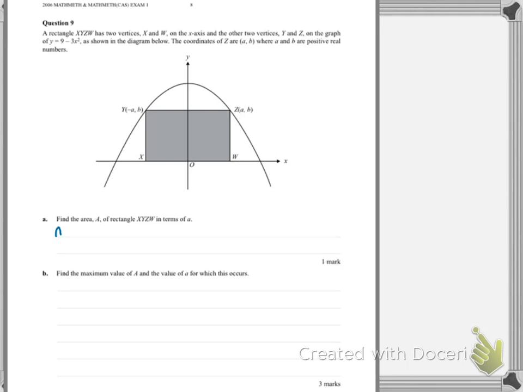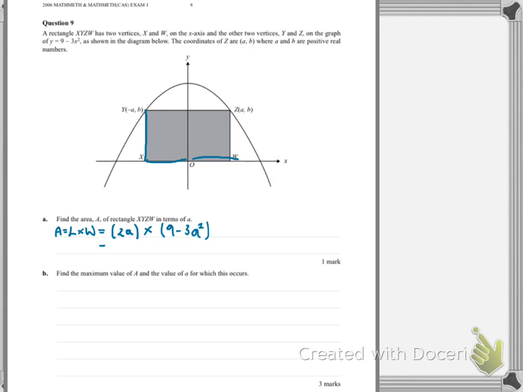Okay, so here's our problem, and as you can see, we've got some enclosed rectangle there, shaded region. Our job is to find the area of this rectangle. The best way of looking for the area of a rectangle is by area equals length times width. So we've got a length of 2a, because there's an a in the x direction that way, and there's an a in the x direction that way. So altogether, 2a. And we've got a width given by the y coordinate.